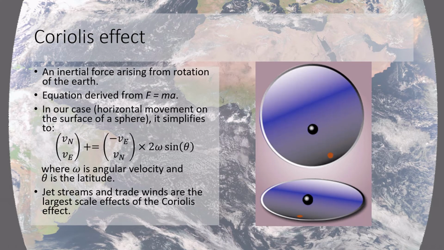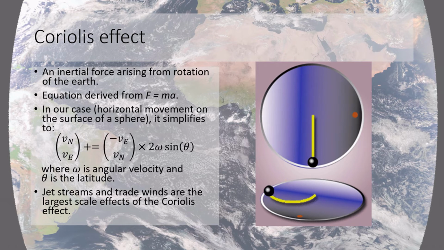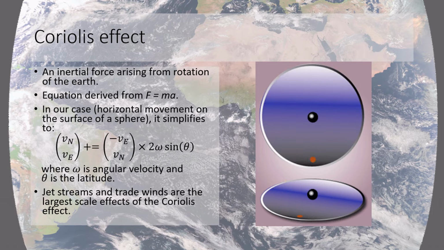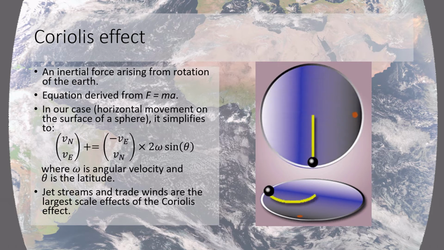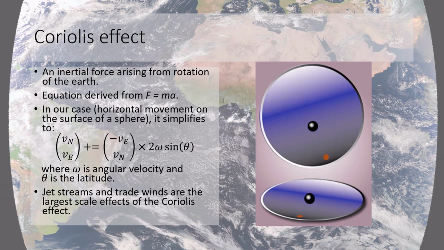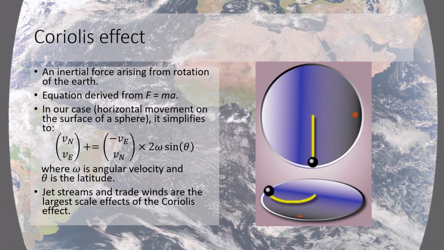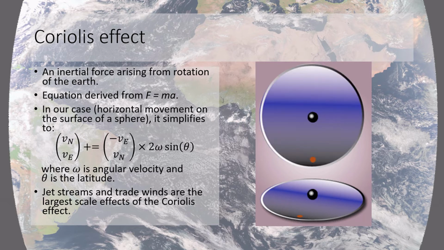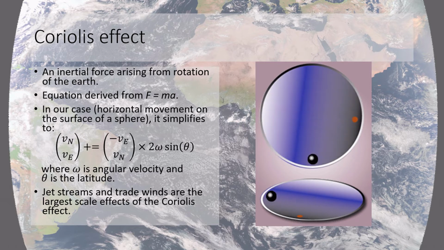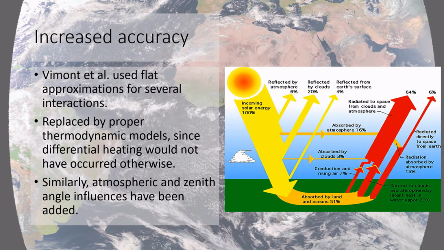A necessary change now that we are on a sphere is the Coriolis effect. So the Coriolis effect is an inertial force that arises from the rotation of the Earth, and in our case, this is only horizontal movement because we're doing 2D on the surface of the sphere. It ended up being a relatively simple equation. This is something we implemented, and the jet streams and the trade winds, which can span half a hemisphere if not more, are the larger scale effects of the Coriolis effect on Earth. So this was part of our push for greater accuracy and a more detailed simulation.